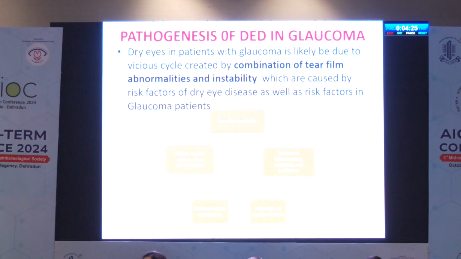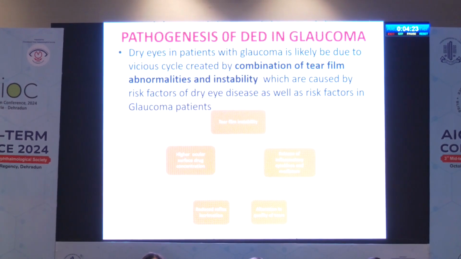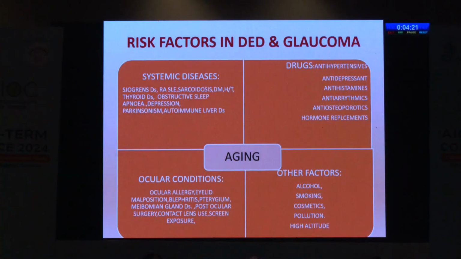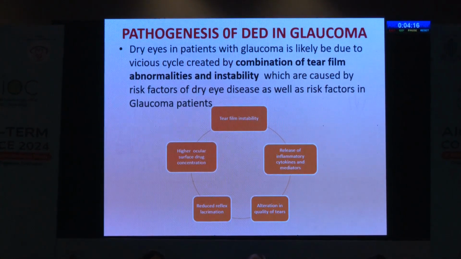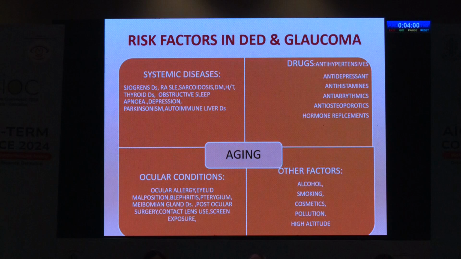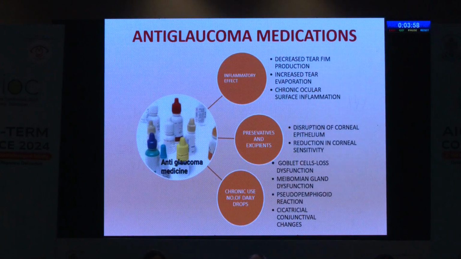It causes a self-perpetuating vicious cycle caused by risk factors of dry eye disease and glaucoma, which are responsible for a combination of tear film abnormalities and instability, resulting in release of inflammatory cytokines and mediators, altering the quality of tear, reducing the reflex lacrimation, and thus ocular surface drug concentration increases. And this further increases the tear film instability. Anti-glaucoma medications have an inflammatory effect on the tear film, reducing the production of tear film.